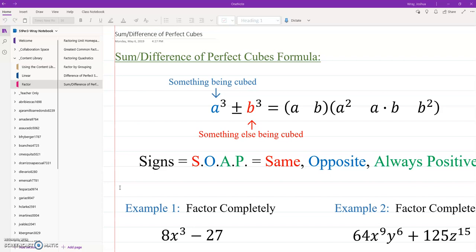How exciting. Let's start with the title, sum and difference. That means it can be either. Okay, so we just did difference of perfect squares. It had to be subtraction. With perfect cubes, it can be either. If you look at the examples, example 1 is subtraction, example 2 is addition.